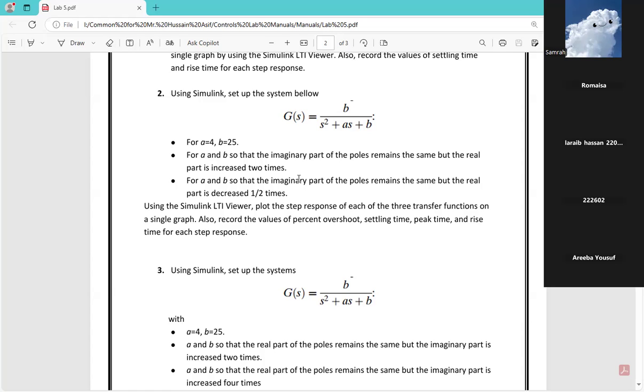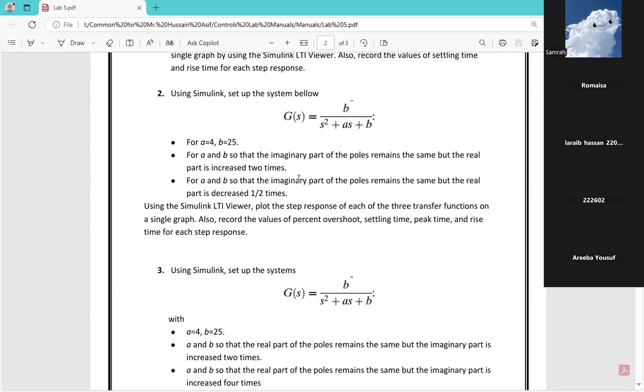So basically, in this task, I'm going to have three systems. 25 over s square plus 4s plus 25, system number one. I'm going to observe the output for this system. Then I'll have the second system in which the polynomial would be made by increasing the real part to double and keeping the imaginary part same. And similarly for A and B, such that the imaginary part would remain the same, but the real part is decreased to half. So these three systems would be compared in terms of overshoot, settling time, peak time, and rise time.